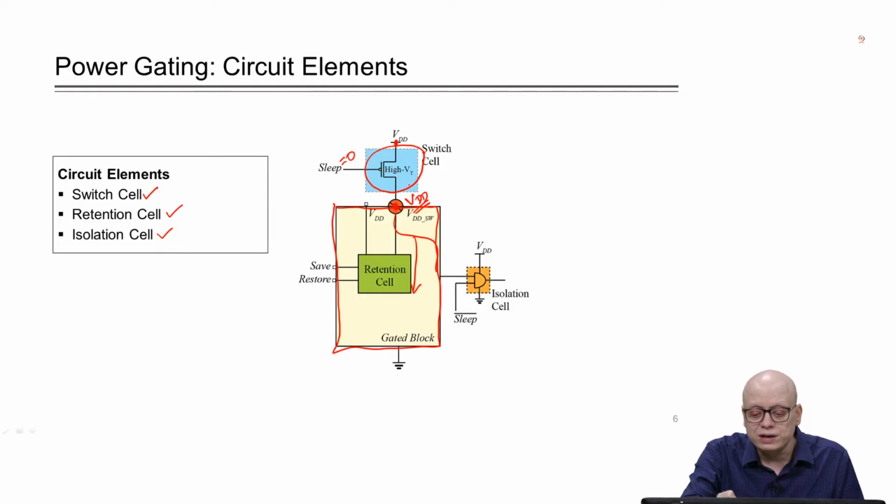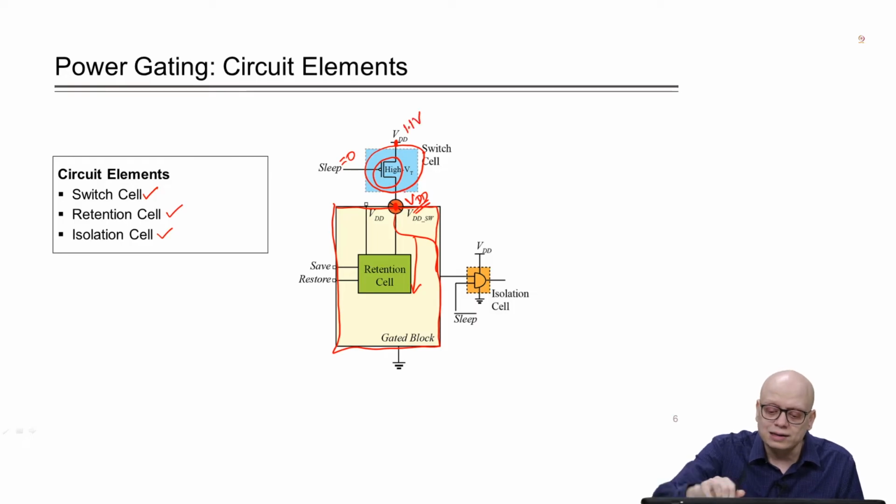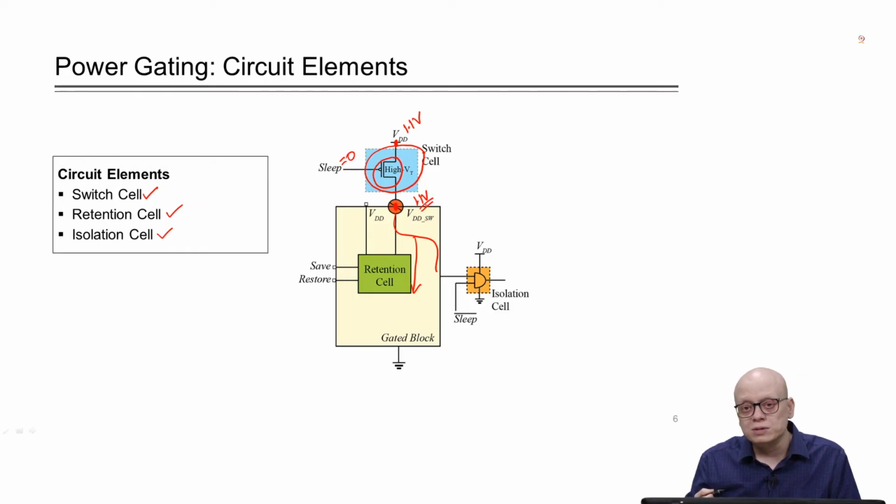In the design of the switch cell, it should be designed such that when sleep is equal to 0, or the PMOS is turned on, the resistance shown by this switch cell should be very small, so that the voltage drop from VDD to the point in the gated block is very small. If we have say 1.1 volt here, we ideally want that 1.1 volt should appear at this point, with minimal resistance being exhibited by the switching cell.